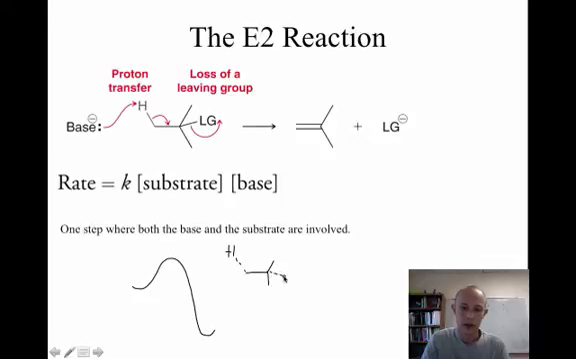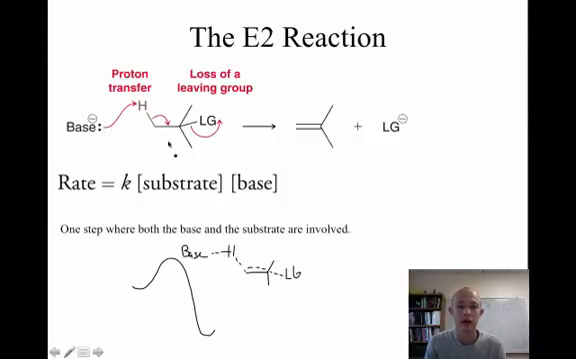This bond is partially broken. This pi bond is partially formed, right? And this bond between the hydrogen and the base is also partially formed. So we have this bond partially formed, this bond partially broken, this bond partially formed, this bond partially broken. Remember, when you're drawing the transition state, each arrow can give you a clue, right?